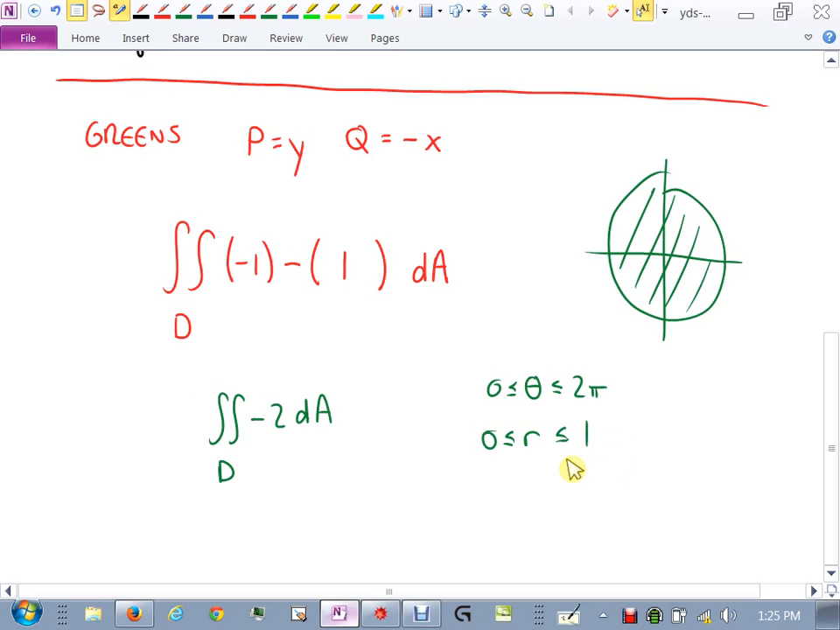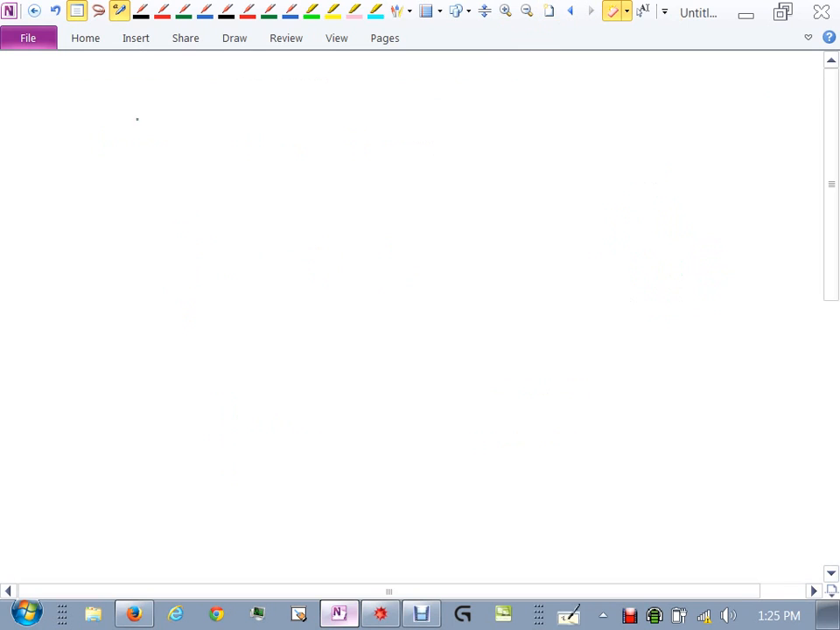So this double integral becomes integral from 0. I'm running out of room. I think I'm going to go to the next page. Y'all got that? Okay, so it's integral 0 to 2 pi, integral 0 to 1 of -2, I'll pull that out, r dr d theta. Almost forgot the r, right? Because we went to polar.